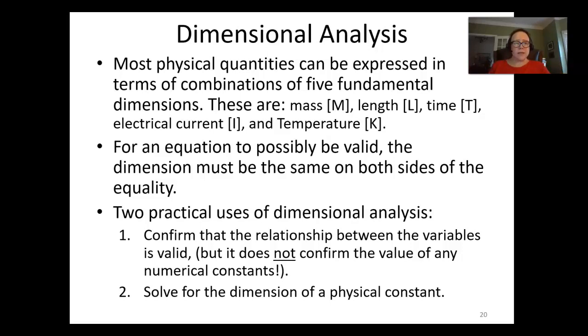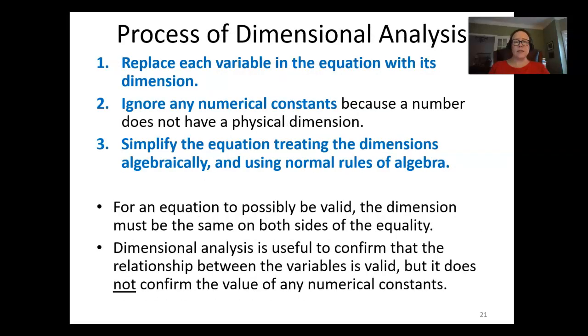And so there will be two ways that we'll use this process. The first is to confirm that the relationship between the variables is valid. Now, this confirms the basic relationship between the variables. For example, this variable is proportional to the square of this other variable. But it does not confirm the value of any numerical constants. And another practical use for this dimensional analysis is to find the dimension of physical constants. Let's look at the process and then at a few examples.